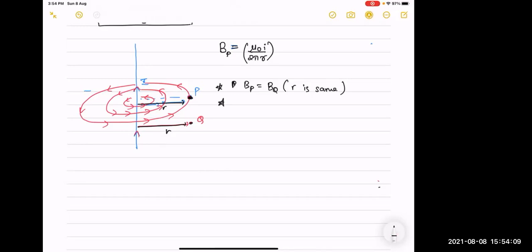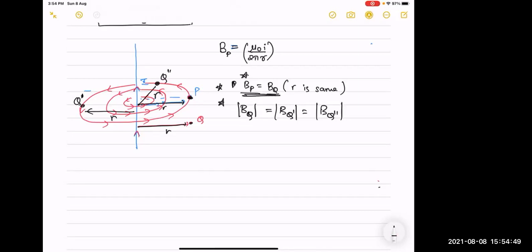Second point of observation: if Q was here, on the opposite side, the left side, or it could have been on this side, but at the same distance R, the direction of the magnetic field will be different, but the magnitude will be the same, right? So I'll write the magnitude of BQ, mod. I'm not writing the magnetic field, I'm writing the magnitude of the magnetic field: mod BQ dash is equal to mod BQ double dash. Here I'm not putting any mod because the direction of the magnetic field is also the same.